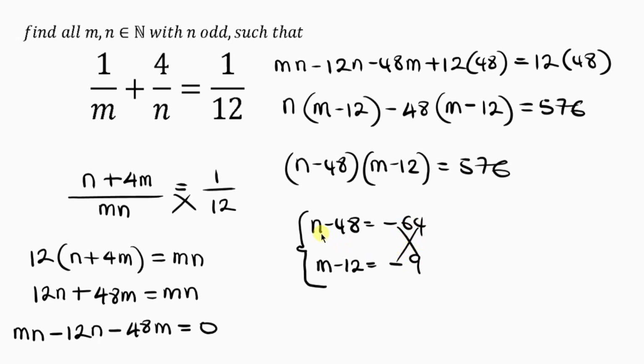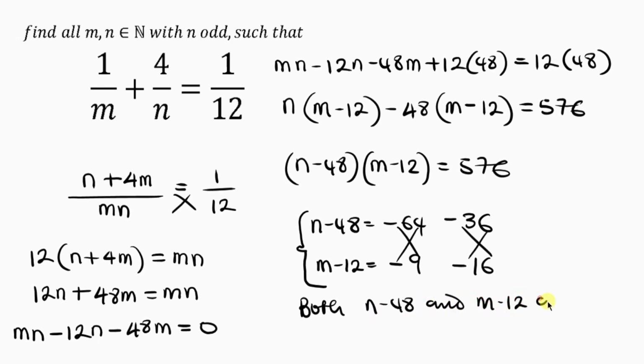If I try to make sure that n is positive, maybe say n minus 48 is negative 36, and m minus 12 is negative 16, because when I multiply these two, I'm going to be having 576. And you see that n is positive, but m will be negative, so this will not work. So that means n minus 48 and m minus 12 cannot both be negative. So both n minus 48 and m minus 12 are positive. So this is what we're going to be putting into consideration.